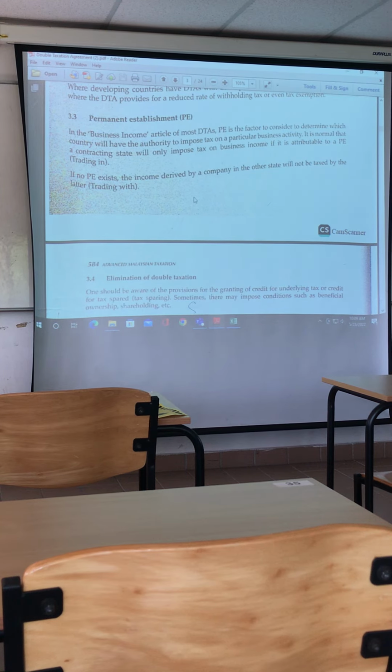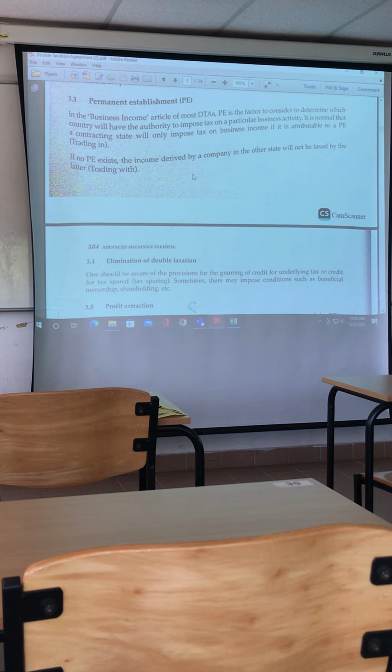If no PE, the income derived by a company in the other state will not be taxed by the other state. So for example, you have an Australian company having a business in Malaysia, trading in Malaysia, that means that they have to pay tax in Malaysia. But if they only have trading with Malaysia, it means that they don't have a permanent establishment in Malaysia. So in that case, they don't have to pay tax in Malaysia, even though they do actually have business income in Malaysia. Does that make sense? Trading in and trading with.